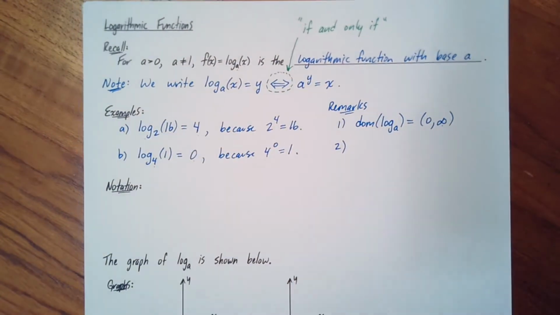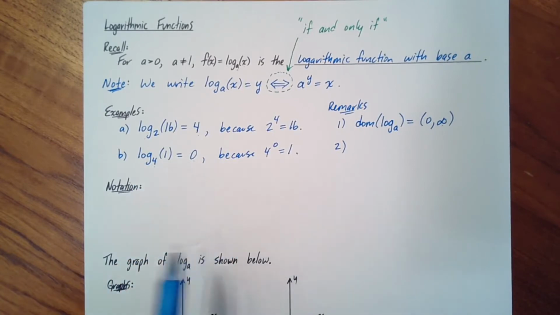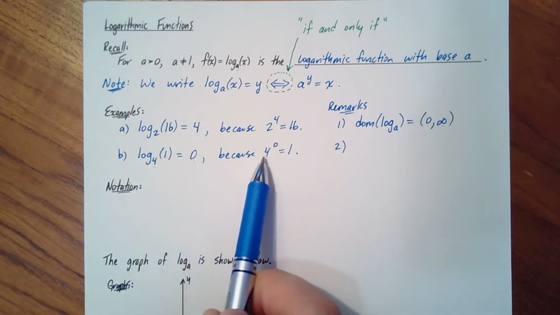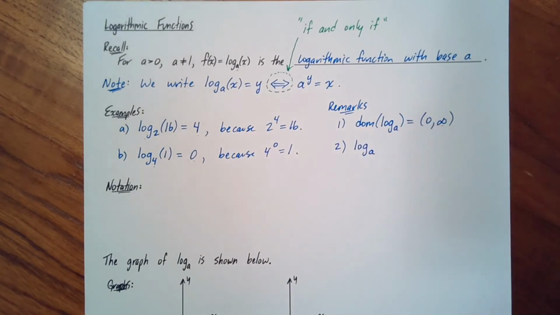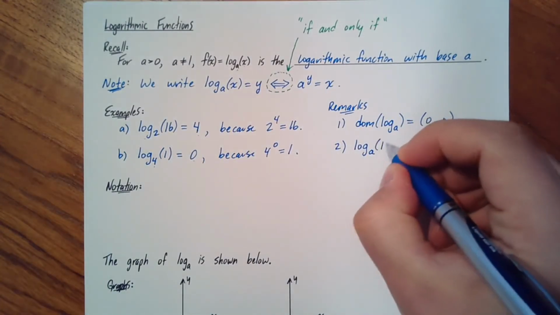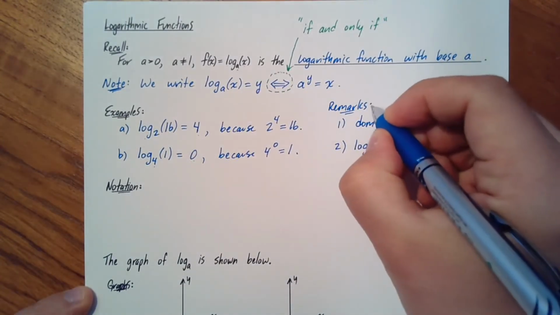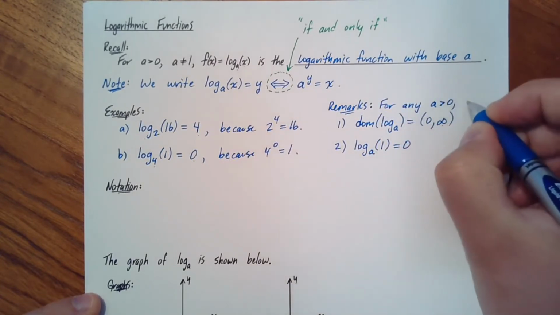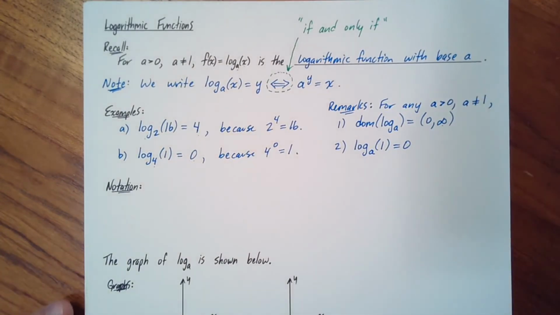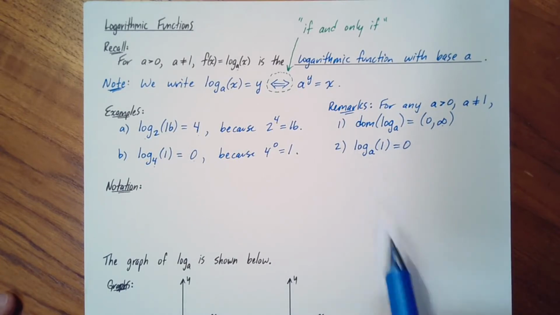The second remark is actually a generalization of the second example here. We said log base 4 of 1 is equal to 0, and there's nothing special about 4 here, right? Anything to the power of 0 is equal to 1, so actually you can state something more general here. No matter what your base a is, log base a of 1 is always going to be 0. Okay, and let's say that these remarks hold for any base a. So for any positive a not equal to 1. These remarks are valid, right? This is true for any base a, this is true for any base a, and there's one more actually we can write down.